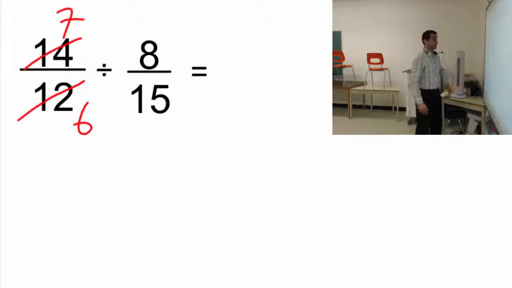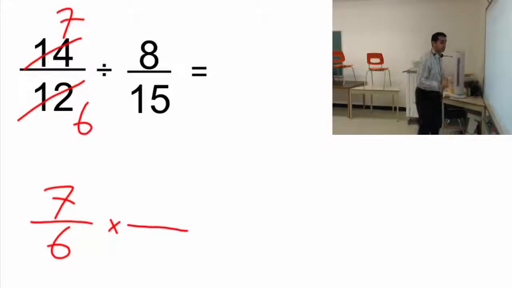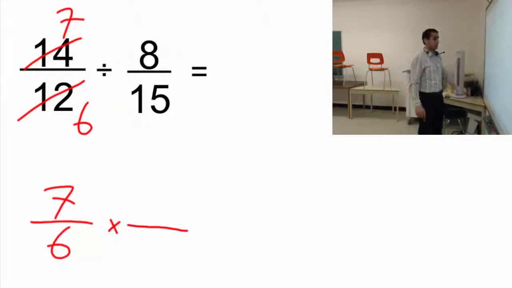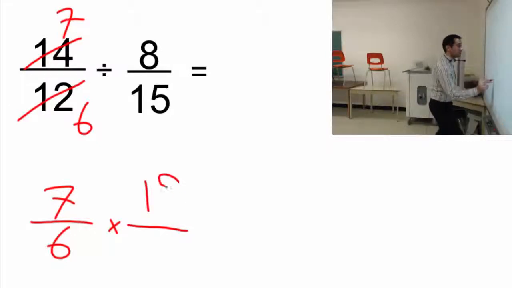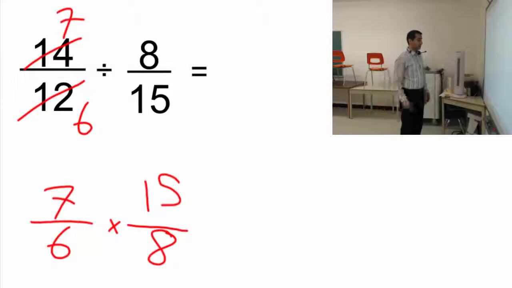I'm going to write that down here. Not 14 divided by 12. I'm going to write down 7 divided by 6. And here is the multiplication sign because that division turns into multiplication. And let's make the line here. Can I simplify that? It's already simplified. I'm just going to switch. 15 goes on top and 8 goes in the bottom as a denominator.